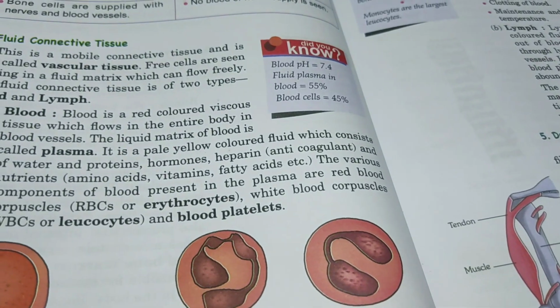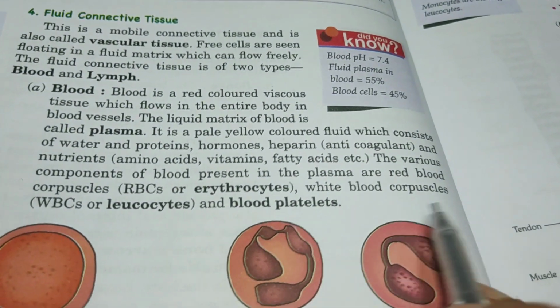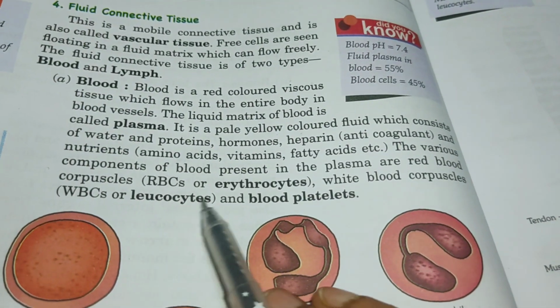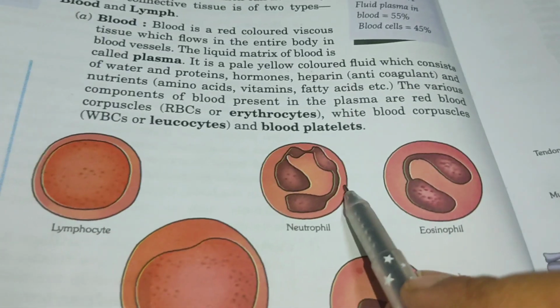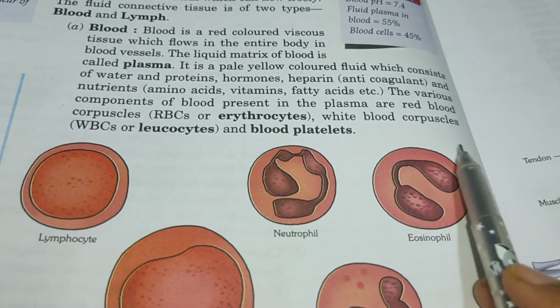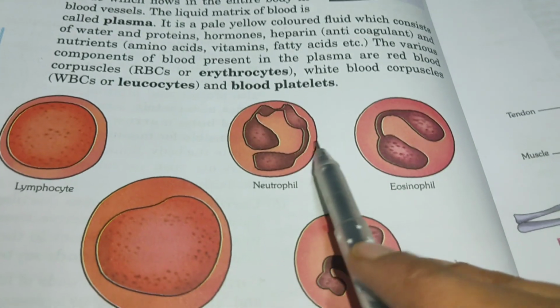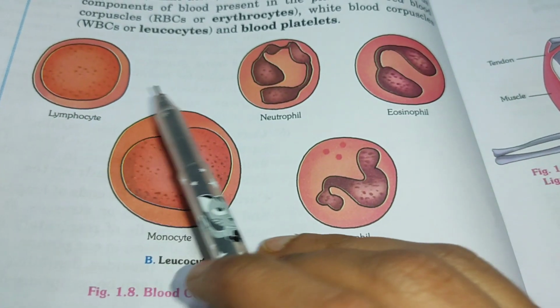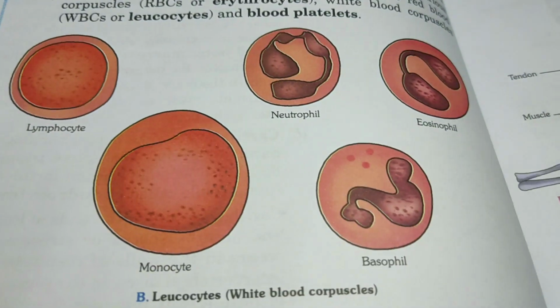The various components of blood present in the plasma are red blood cells, RBCs, also called erythrocytes, white blood corpuscles or leukocytes, and blood platelets. So we can see here leukocytes.